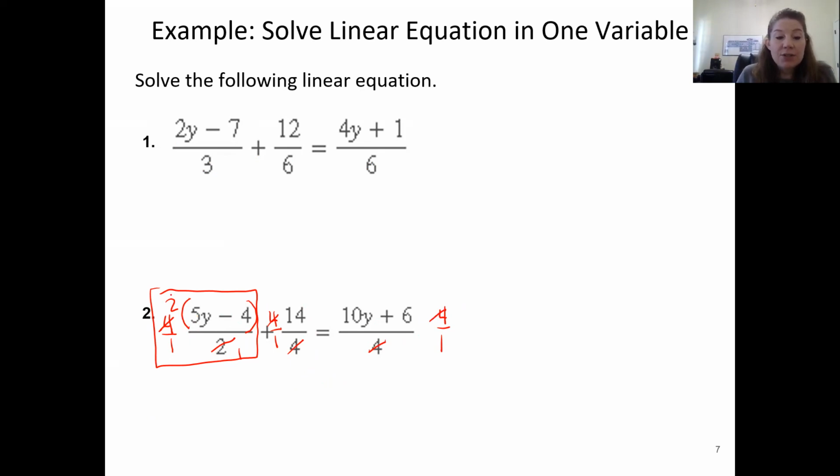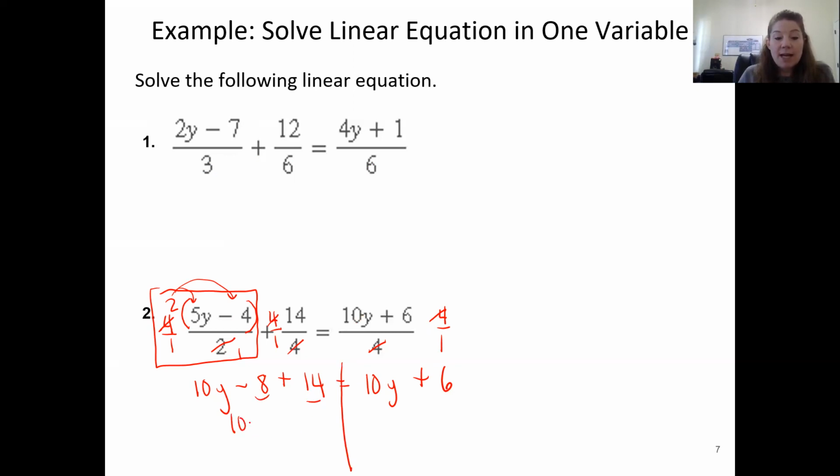All right, so now we're going to distribute the 2 to everything in the parentheses. So 2 times 5y is 10y. 2 times minus 4 is minus 8. 14 times 1 is 14. And 10y plus 6 times 1 is 10y plus 6. All right, now what can we do? Now we're going to draw our line. We're going to combine like terms.